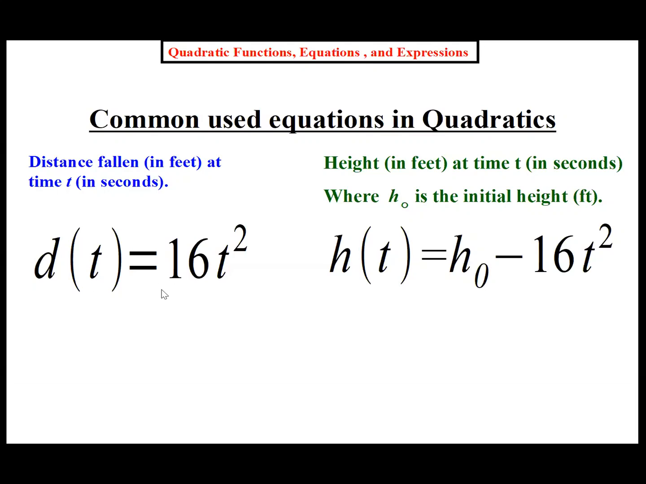If you notice here, each piece has a purpose. The T squared is for T in seconds. However, distance fallen in feet goes on this side, which is D of T. D of T is the distance fallen in feet. And over here, T is what? In seconds. Look at this one right here. H sub 0 is the initial height, which is this. And then height in feet, or whatever the other height is, goes right here. And of course, T is still in seconds. So what's the only thing that is not accounted for from these two equations, guys? The 16. Does that make sense? Yeah? We know where the other ones are coming from, except the 16.